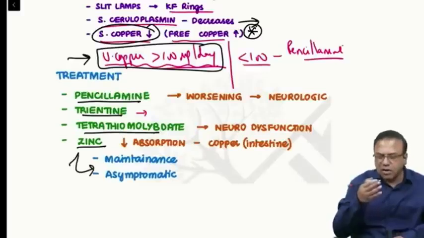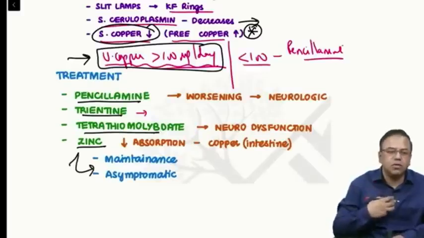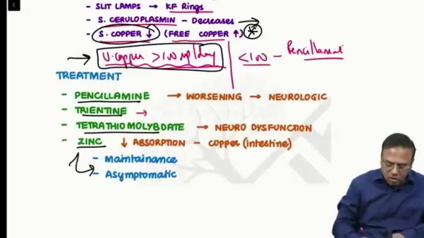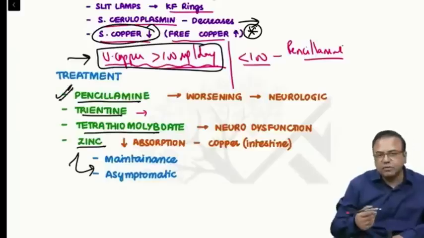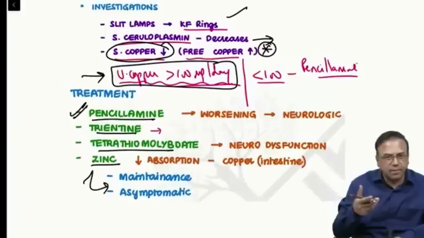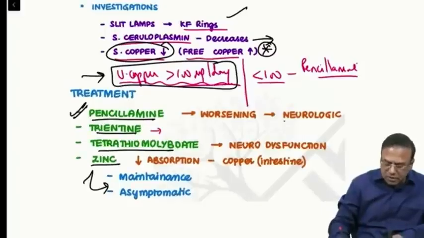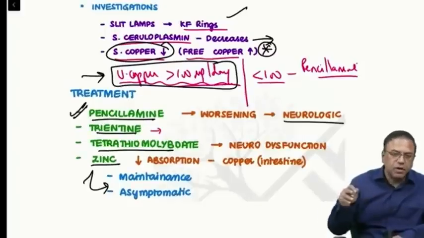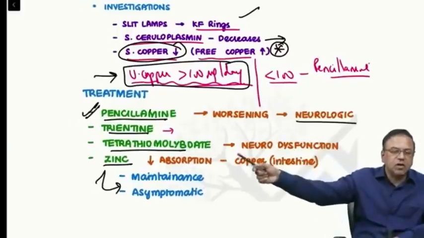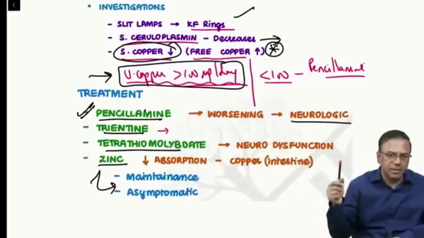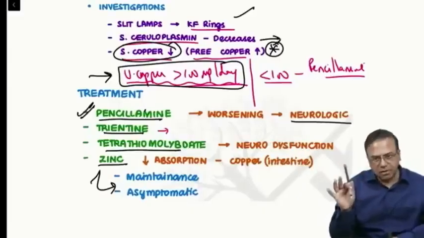It will not remove the current copper that is there in the body. In order to do that, the best drug still, unfortunately, is penicillamine. It's an old drug, but still is the main drug. The problem with penicillamine is it may transiently worsen neuro symptoms. If neuro dysfunction is there, you start tetrathiomolybdate first, then you add penicillamine. Otherwise, for everybody, penicillamine is the main drug.